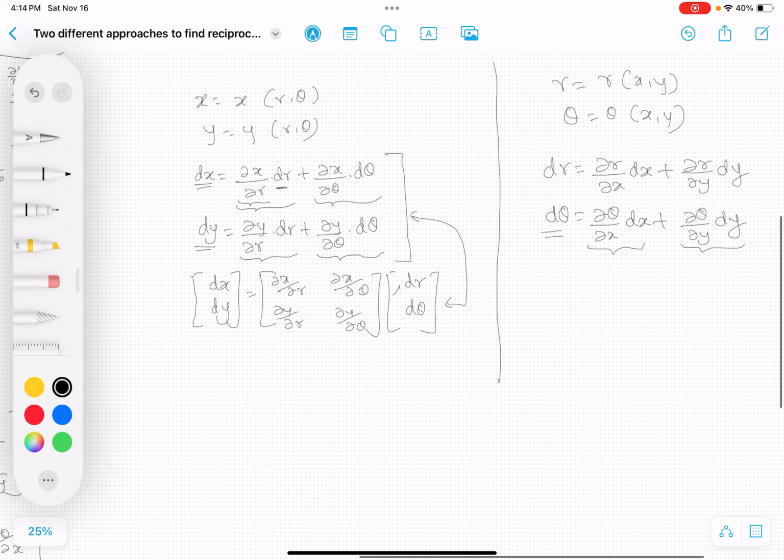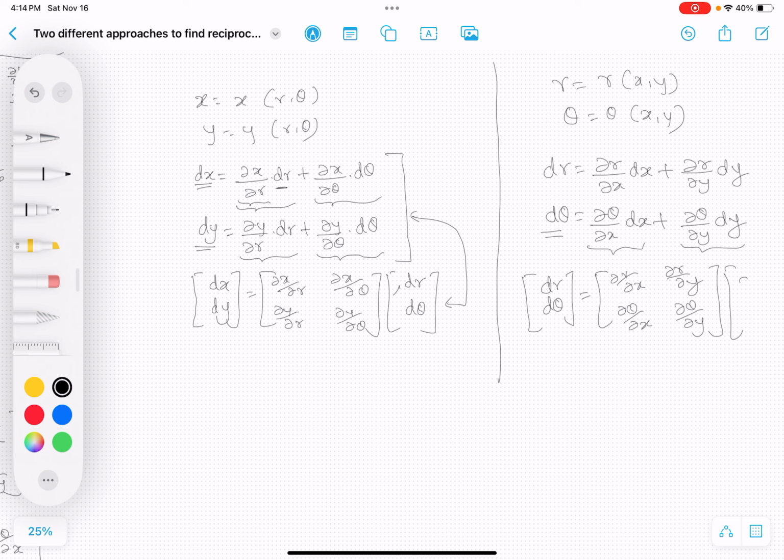So yeah. Now again, if you try to write it in matrix form, we get dr d theta as partial r partial x, partial r partial y, partial theta partial x, partial theta partial y times dx dy, right? So we also get this matrix form. Now, notice that if I try to take this matrix to the other side, what will happen? So if I do that, I will get dr d theta as the inverse of this thing.